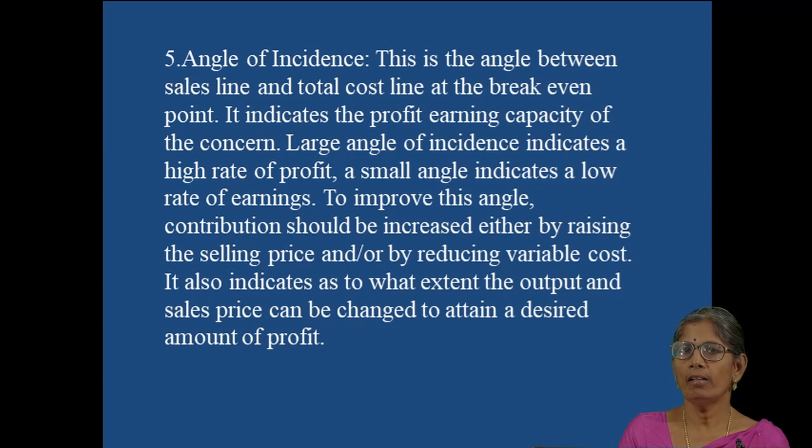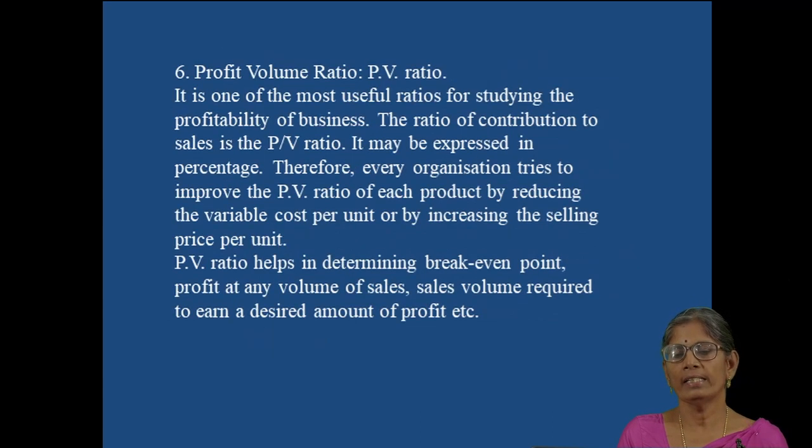The next concept, angle of incidence. This is the angle formed between the sales line and the total cost line at the break-even point, and it indicates the profit earning capacity of the firm. The larger the angle of incidence, the larger will be the profit, and a small angle indicates a lower rate of earning. To improve this angle, contribution should be increased either by raising the selling price or by reducing the variable cost.